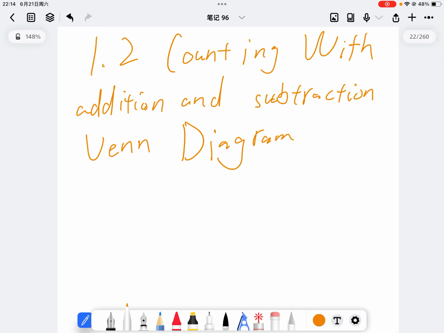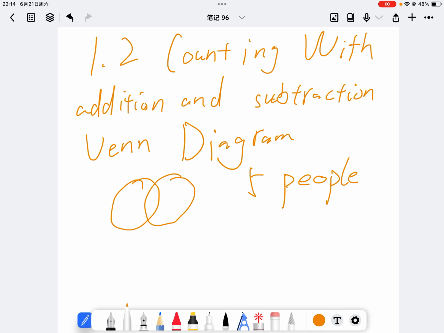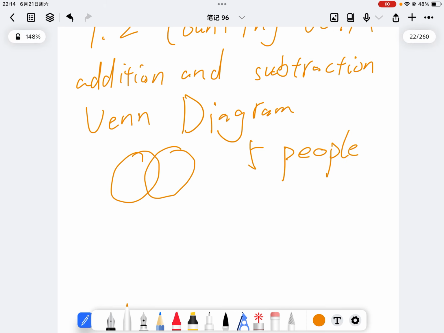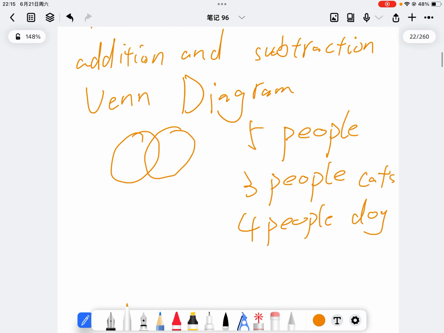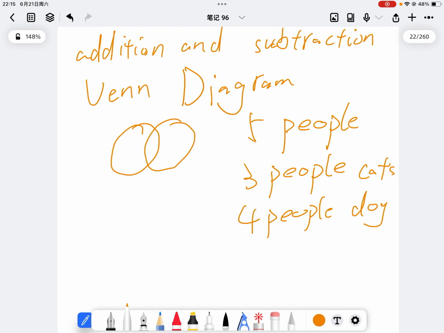So let's give an example. Like this is a Venn diagram, and there are 5 people in our class. Three people like cats, and 4 people like dogs. I want to ask a question: how many people in the class like both dogs and cats?